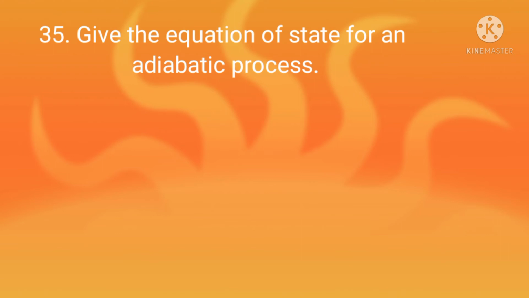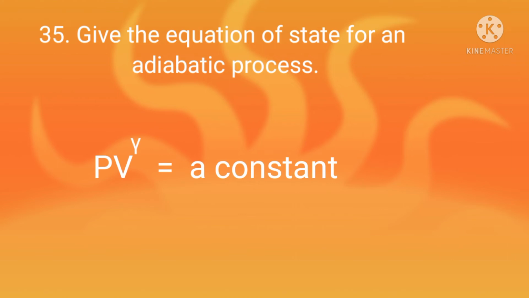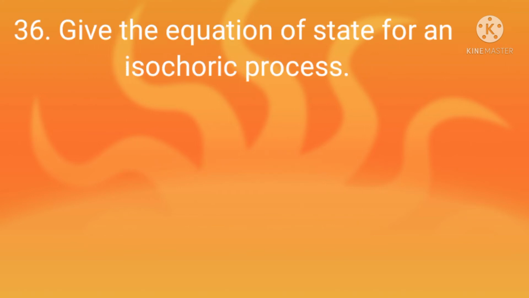The 35th question is, give the equation of state for an adiabatic process. For an adiabatic process, PV raised to gamma is a constant, where gamma is the ratio of specific heat capacity at a constant pressure to the specific heat capacity at a constant volume. Next, give the equation of state for an isochoric process. For an isochoric process, P by T is a constant.